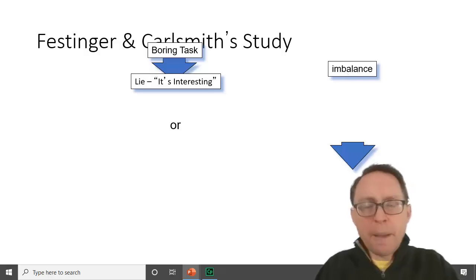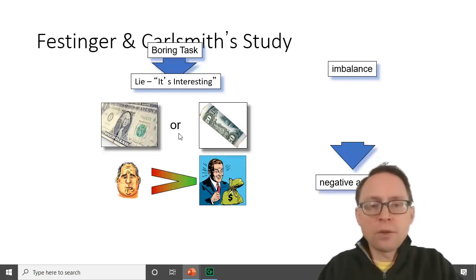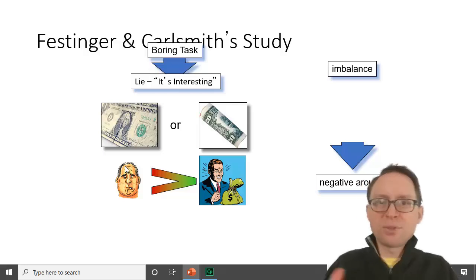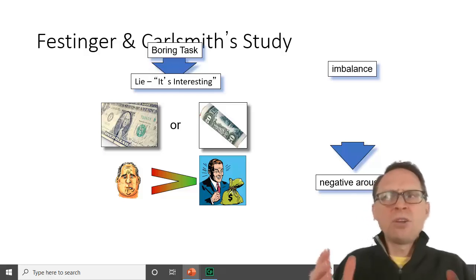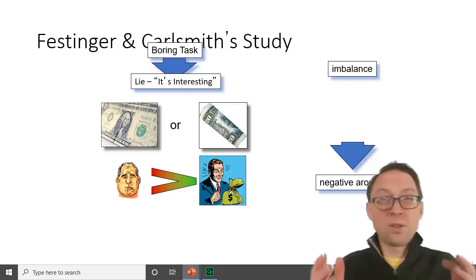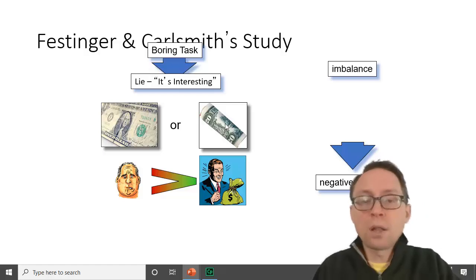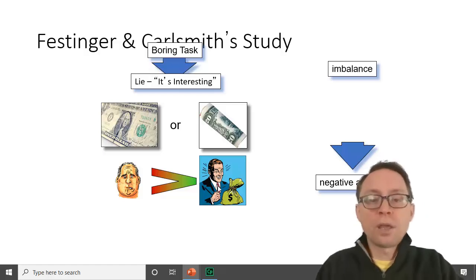Now, think about the difference here, though. If you are paid $1 versus $20, then the arousal is going to be quite different. The people who are paid $1 have a lot of negative arousal. Oh, I just lied. I don't lie, but I just lied. And the reason why I lied was $1. That's not a good enough reason. Versus the people who had the $20, they said, well, cha-ching, yeah, I lied, but, $20.